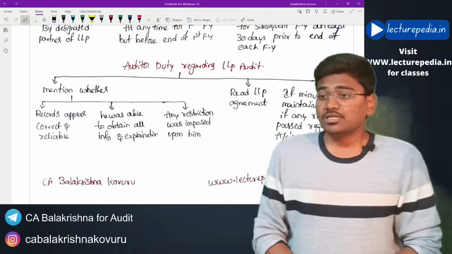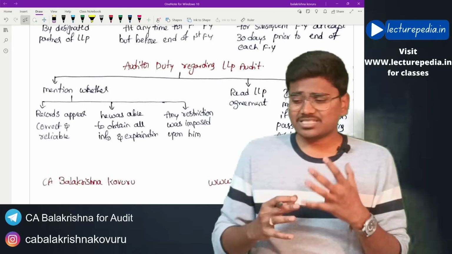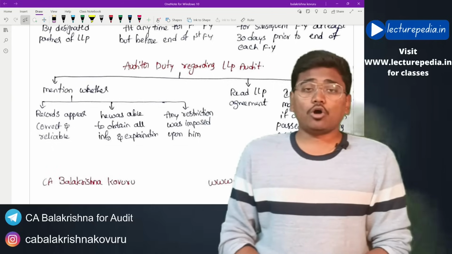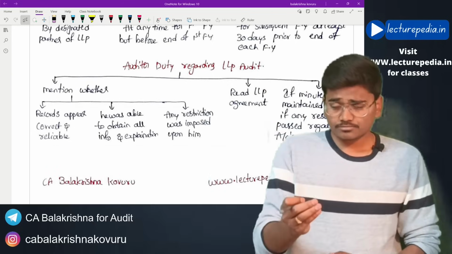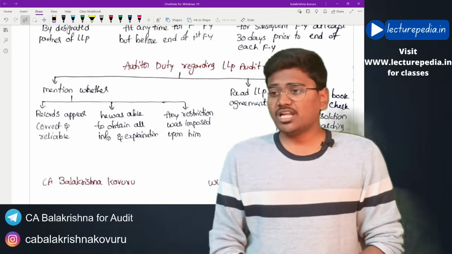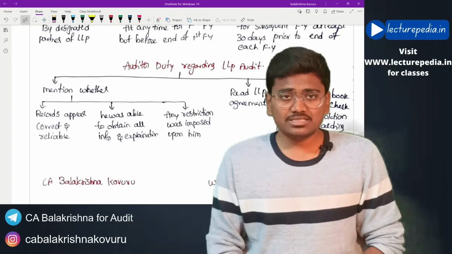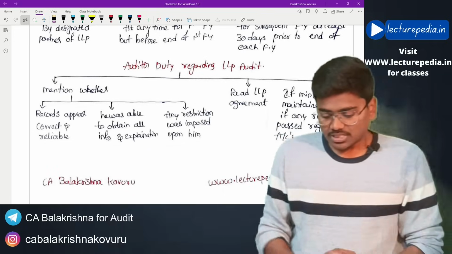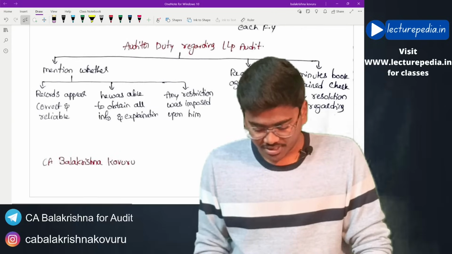He has to report that in his audit report. And he has to read the LLP agreement, so that he will be able to understand various terms and conditions regarding business of the LLP, and he should also read the minutes book, if any, maintained by the partners of the LLP, so as to determine whether any resolution has been passed regarding maintenance of these books of accounts. Okay, these will be duties of the auditor regarding LLP audit.